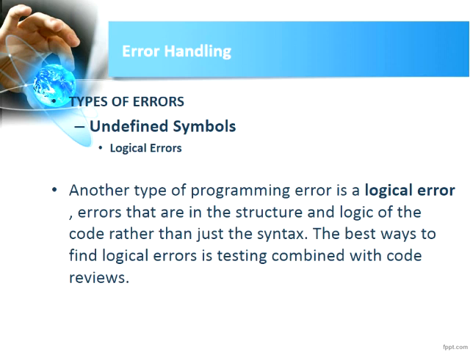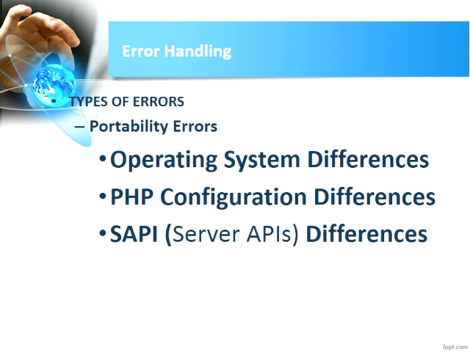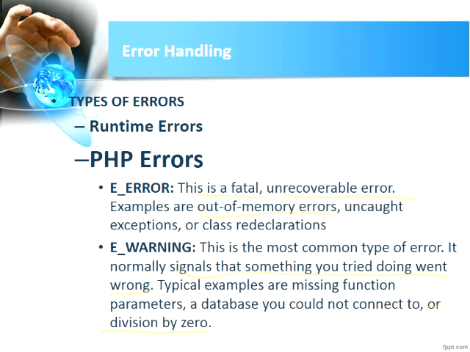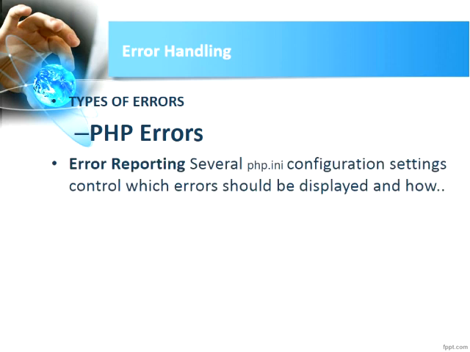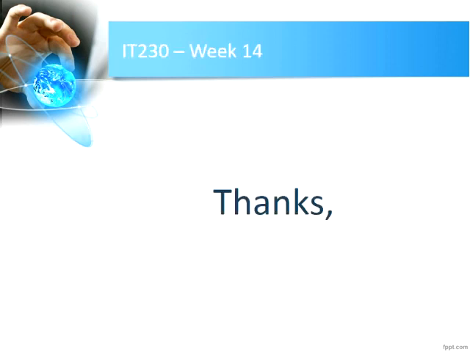So keep in mind that there are many types of errors. We can find portability errors. We can find runtime errors. In PHP, for runtime errors, we can find two types, E_ERROR and E_WARNING. So for error reporting, several php.ini configuration settings control which errors should be displayed, etc. So we can display these errors to give a solution to them.